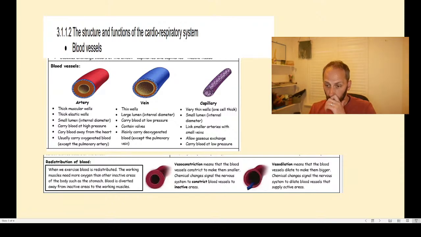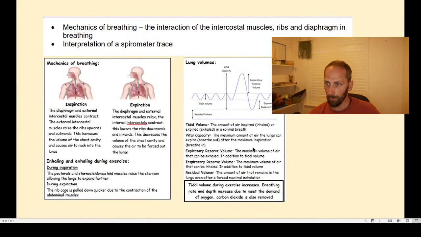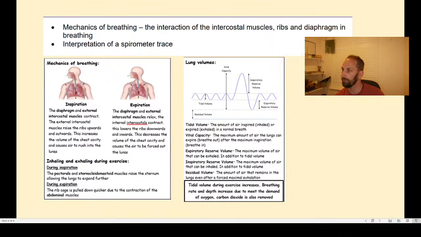So there you go. Right, the next one we're going to look at this evening is going to be on the mechanics of breathing. Now we know for a fact that this is going to be in the exam. So we know that in the exam this is definitely going to be a topic that's going to come up in some sort of form.